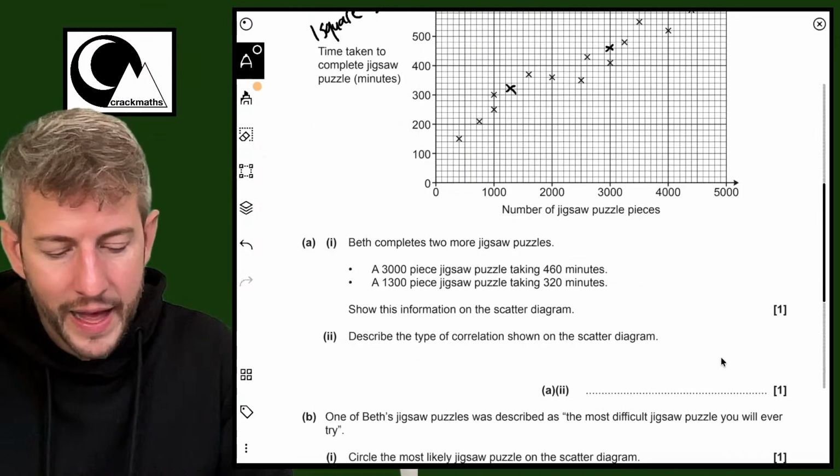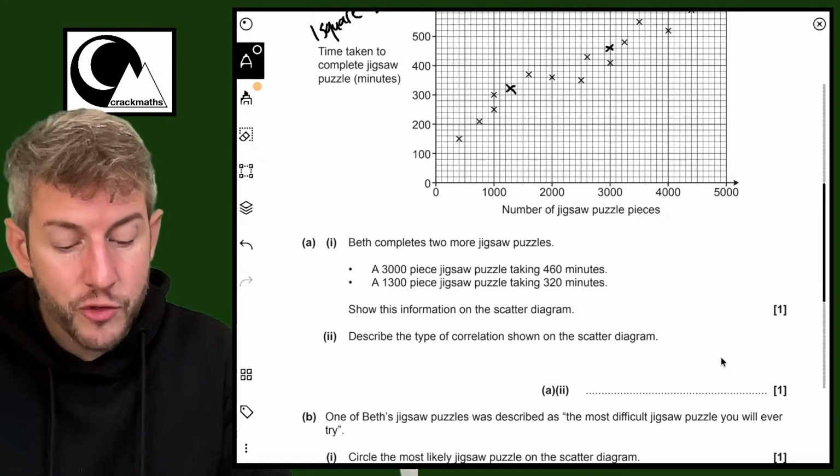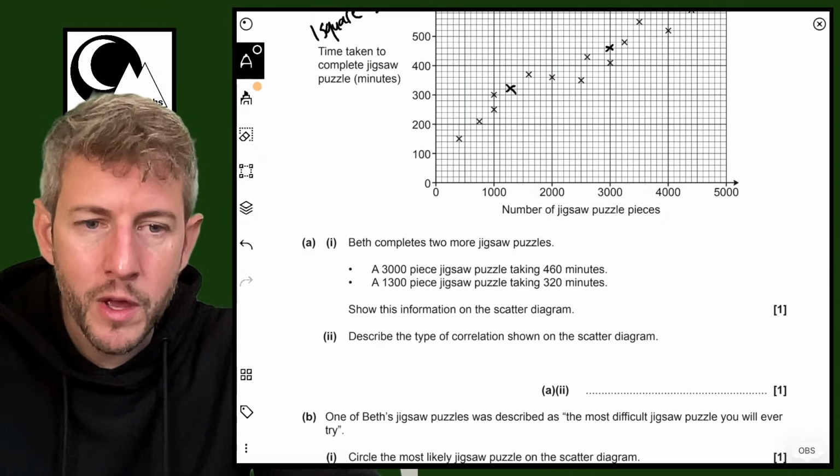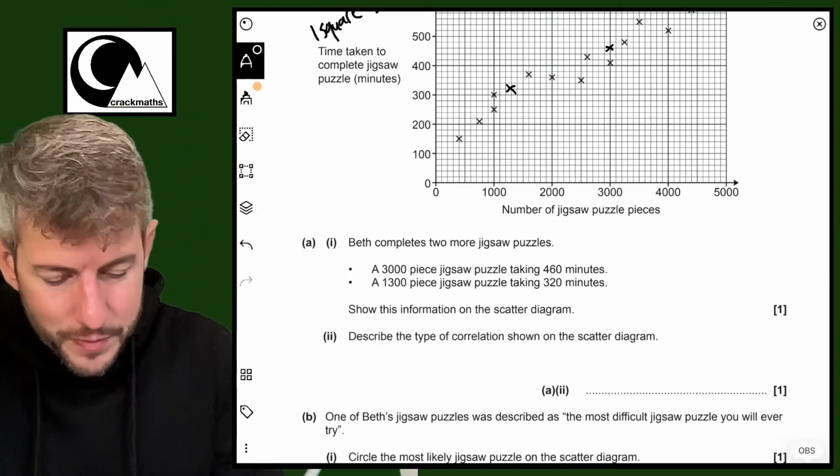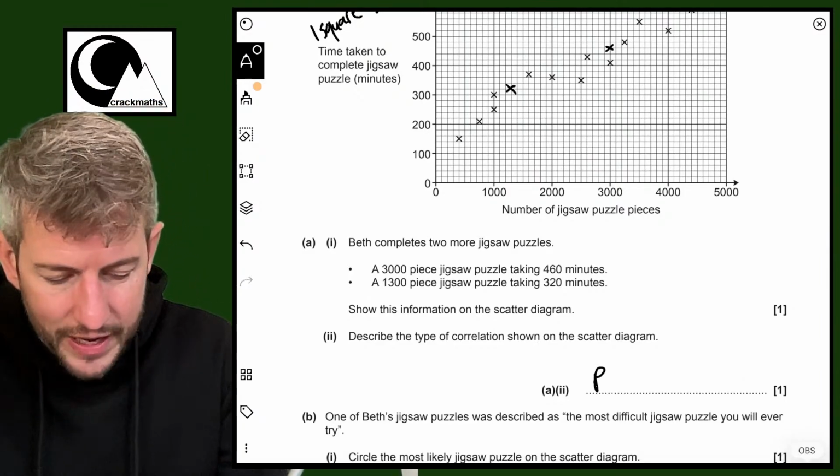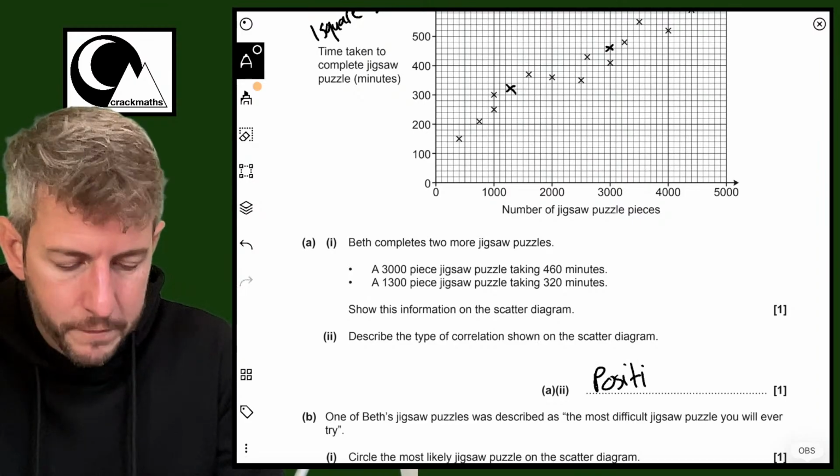Okay, and let's have a look here. Describe the correlation on the scatter graph. Well, the correlation on the scatter graph is going to be positive correlation because they're both going up together.